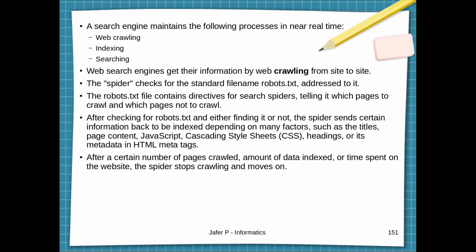So what is the exact purpose of crawling? Crawling means to find out the pages which contain the requested information with the help of robots.txt, right? Once every page has been crawled, that means the pages which consist of the requested information, and also the amount of data indexed or time spent on the website, the spider stops crawling and moves on. So who is going to crawl?